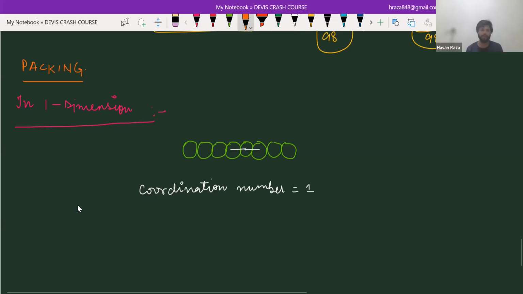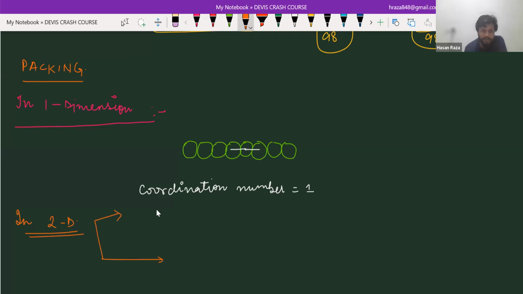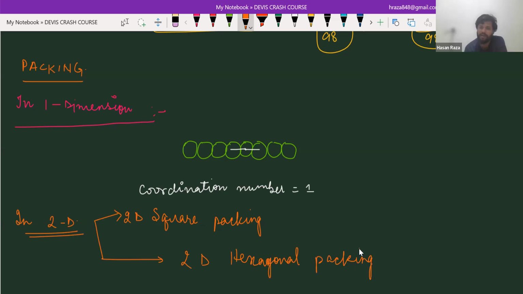Now come to the next, which is in 2D. In two dimensional, we have two parts. One is basically a square packing, and the another is 2D hexagonal packing. This 2D has two parts. The first one is a square packing. You will see the difference. 2D square packing, and the next is 2D hexagonal packing. And you know that if I'm going to talk about 2D, that means two dimensional will be there, X or Y or Z, X or Z, whatever you are comfortable with. So this is in 2D.